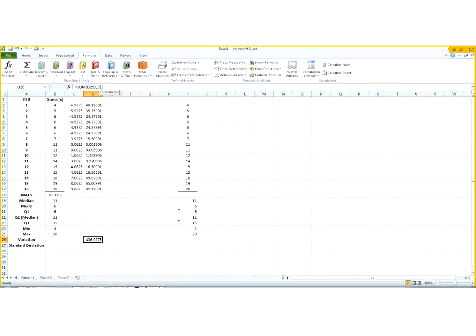So it's giving me a number, but I'm not done yet because remember I have to divide, in my formula box, by 1 less than the number of numbers that I have. So I have 16 numbers, so I need 1 less than that, so I'm dividing by 15. And now I can push enter, and I get a number. And that's my variance.